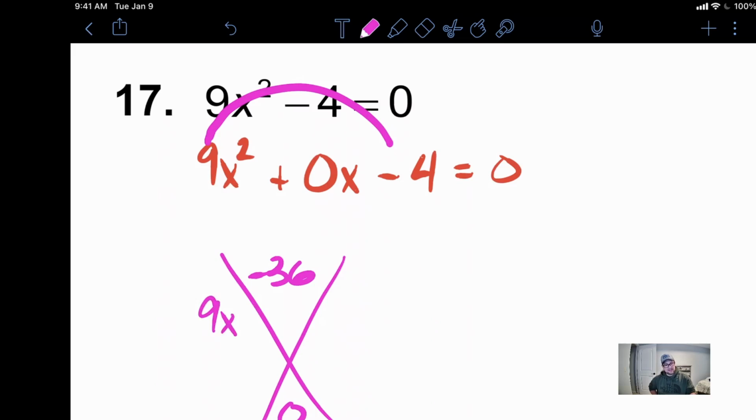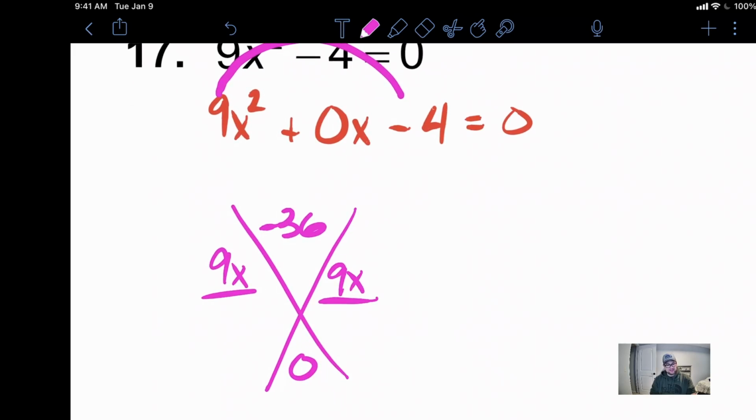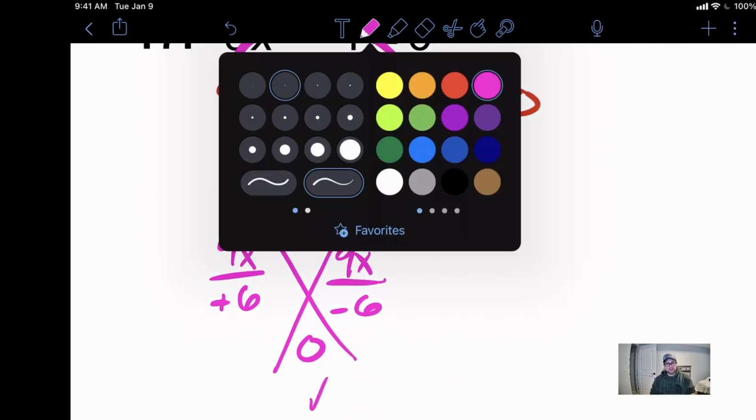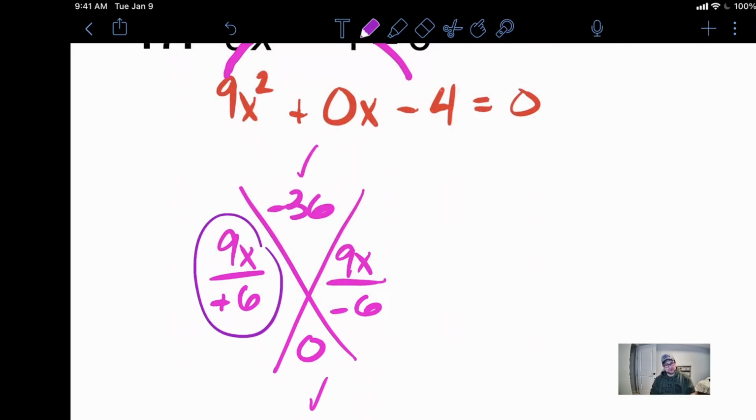This will be 9x and 9x. We're looking for two numbers that multiply to give us a negative 36 that add to give us 0. Well, how about positive 6 and negative 6? That works for the top, and it works for the bottom. So once we get this far, now we just need to reduce if possible.